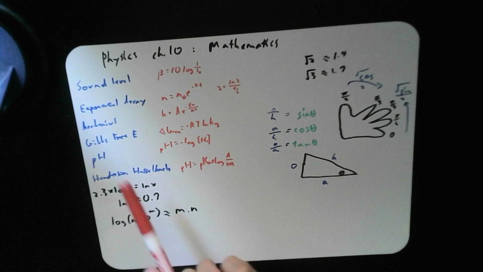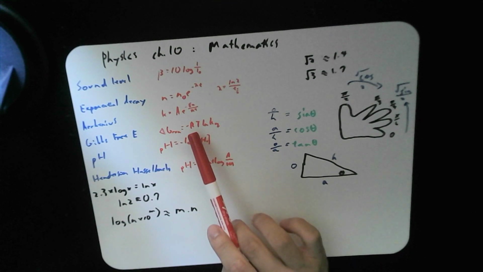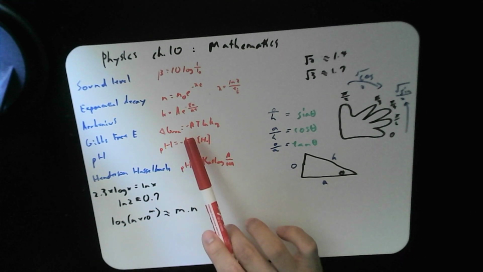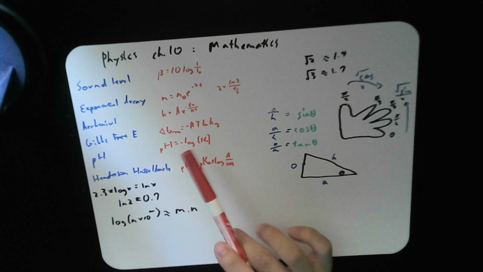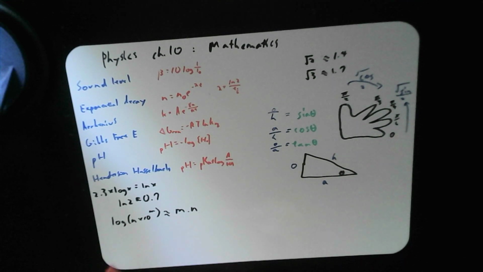Gibbs free energy is described by negative RT, R the gas constant 8.3145 joules per K times temperature, times ln K equilibrium. This will give you the Gibbs free energy, the delta G of the reaction, whether it's negative, which means spontaneous, or positive, which is non-spontaneous.